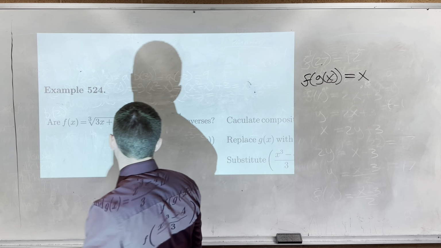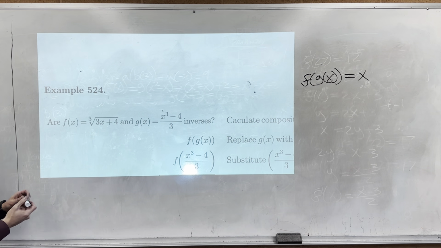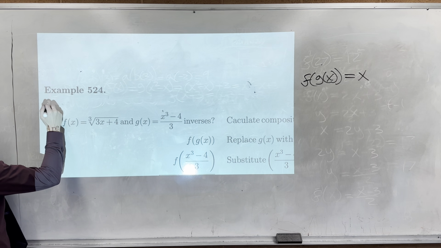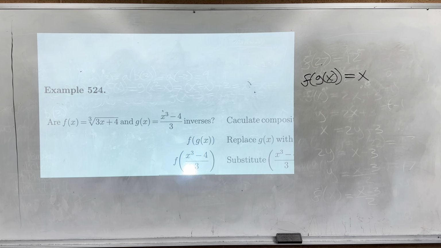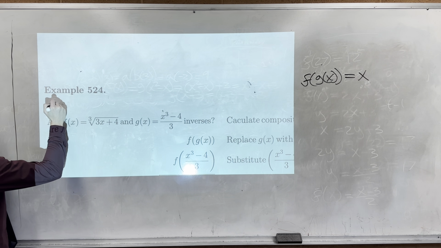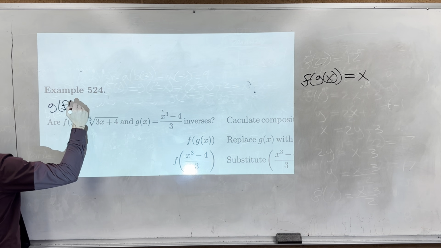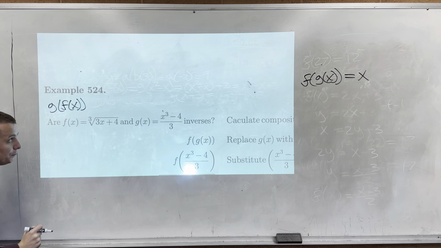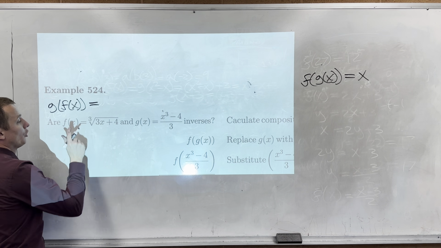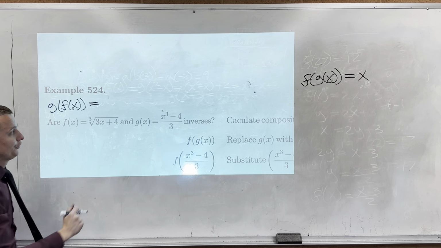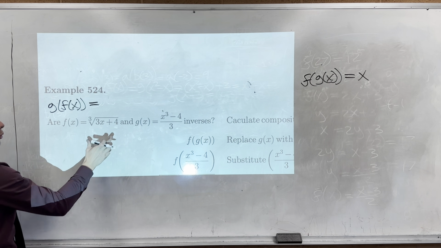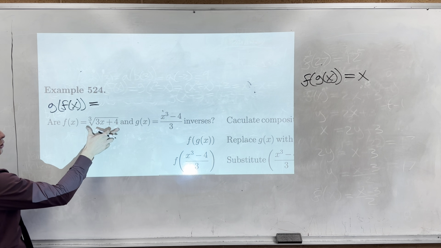So let's run through this one. What are we calculating here? We can do f of g of x or g of f of x. It doesn't matter which way we go. I'm going to calculate g of f of x here. And it better be, when we're all said and done, just x, or else these aren't inverses of each other. So let's calculate it. We're plugging in f of x into this function. So I need to replace my x with this whole thing.